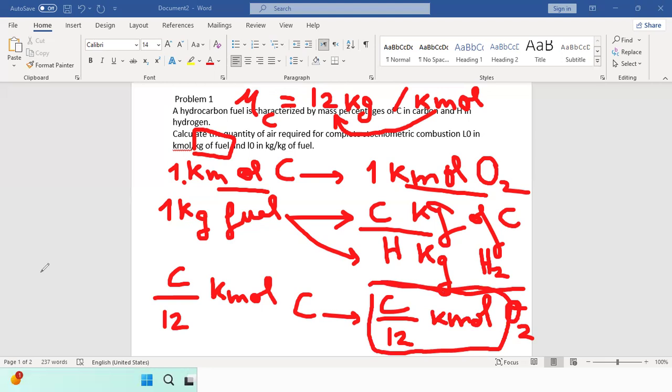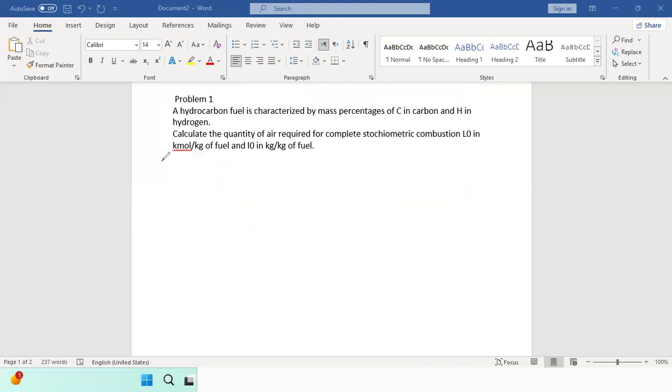So now we go to the second relation. The second chemical relation is H2 plus half O2 will give me H2O. So we can say here that 1 kilomole of H2 will need 0.5 kilomole of O2 to do complete combustion.